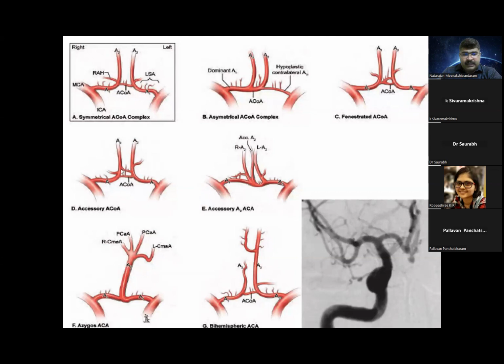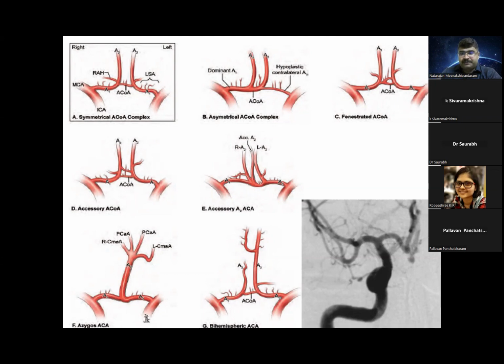And then there is the accessory anterior communicating artery, then accessory A2 ACA, then azygos ACA, where you will have a common A2 which supplies both cerebral hemispheres, the medial part of the cerebral hemispheres, and then it is a bihemispheric ACA. So these are the various possible anterior communicating artery anatomical variants.